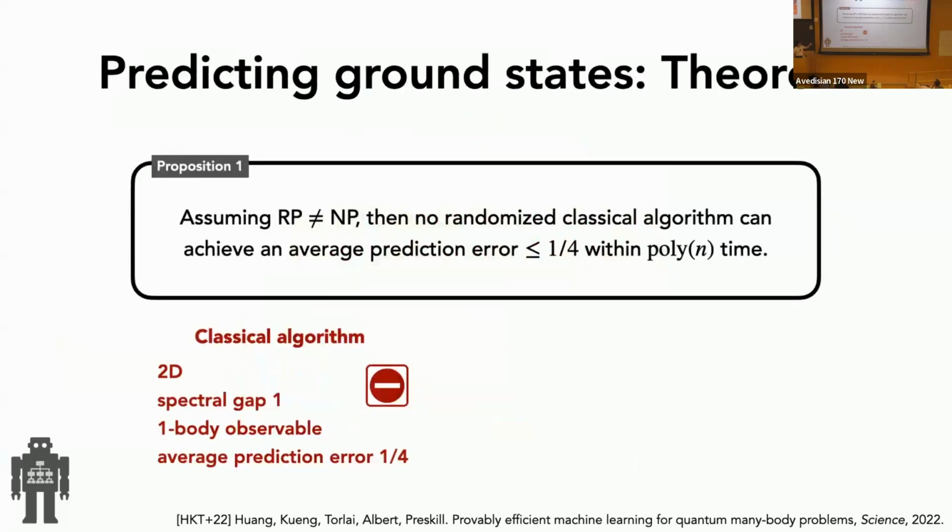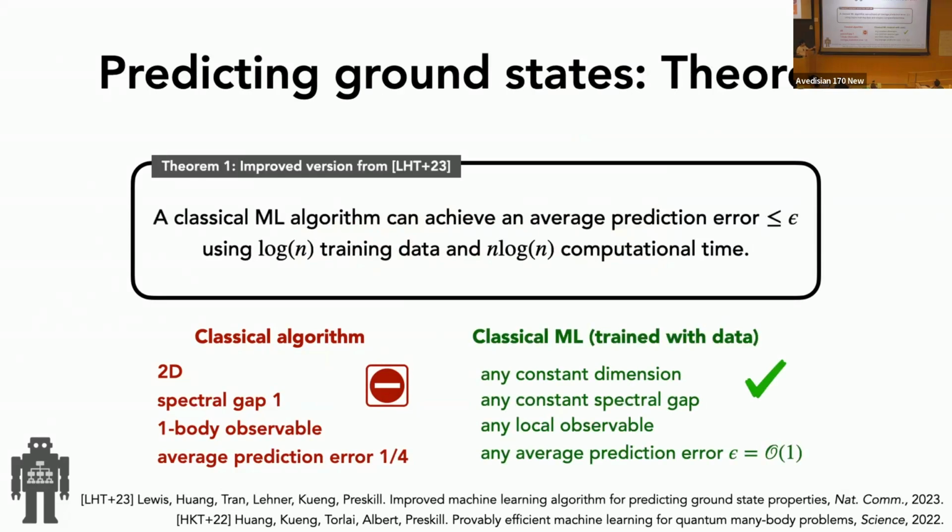Now recall that this problem is known to be very hard, even under a lot of restriction. But what we essentially proved in this paper, as well as a follow-up paper, is that a classical ML algorithm can actually achieve a very small prediction error epsilon using just a logarithmic amount of training data and polynomial computational time. It works for any constant dimensional system, like a 3-dimensional material, for any constant spectral gap, for any local observable, and any average prediction error.